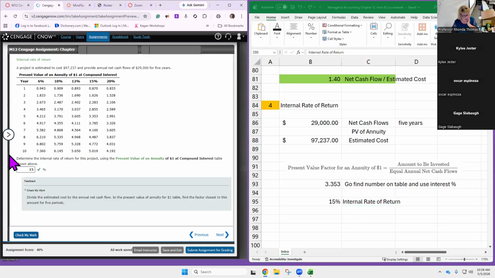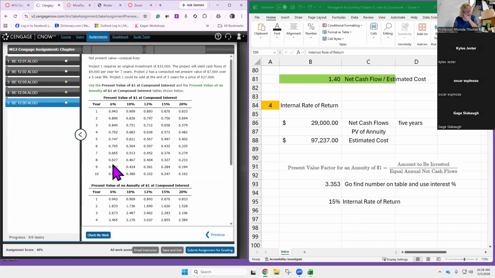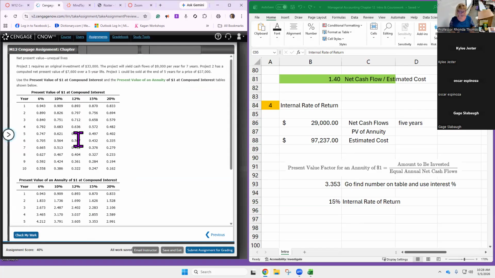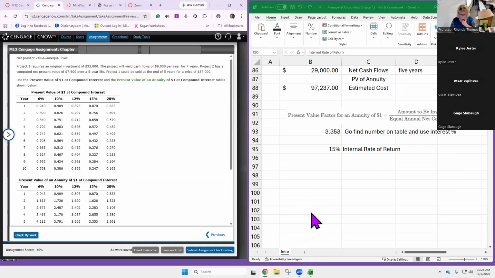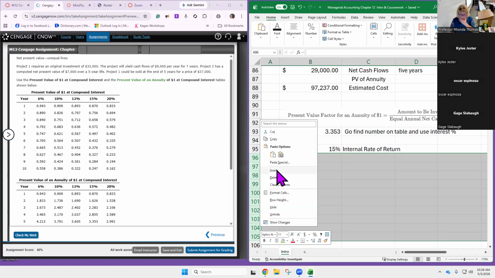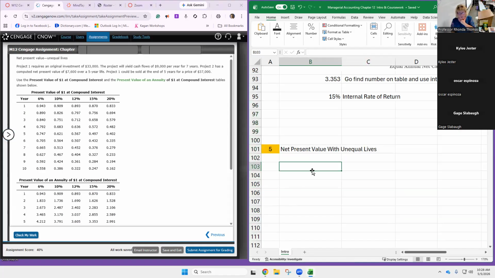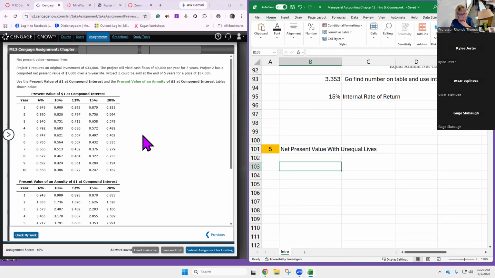Let's check it, make sure I'm right. Very good. Last one. Now, occasionally you will have projects that have different lives. So one might last, like this one is showing, 7 years and the other is 5. So you can't use the same present value when you have different time periods. This is called net present value with unequal lives.